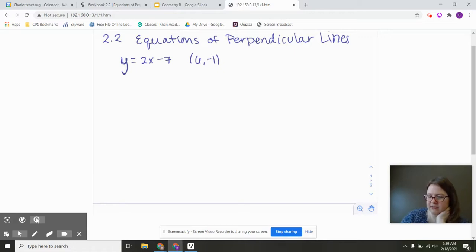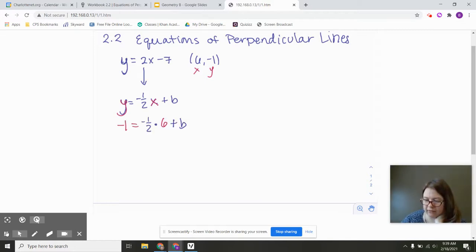And all I need to do now is figure out the opposite reciprocal of this slope, which is going to be negative 1/2 x plus b. Now we're going to put in this x and this y into this x and this y to get the next part. So I plug them in. Now negative 1/2 of 6 is negative 3. And then negative 1 plus b. Want to solve for b, so all I have to do is add 3 to both sides of the equal sign. So we have 2 is equal to b.